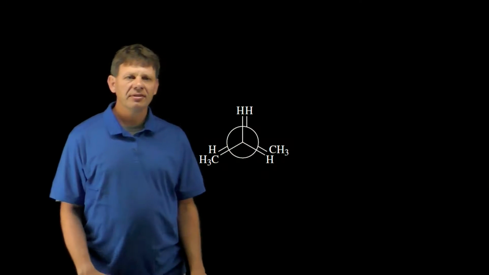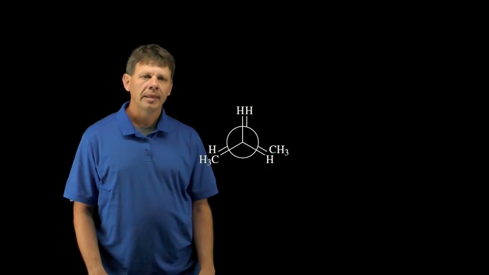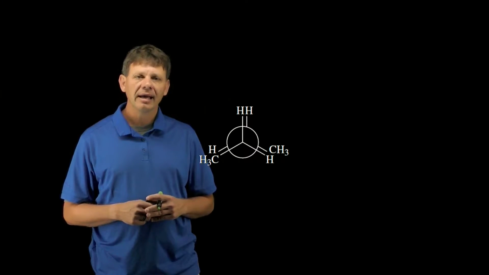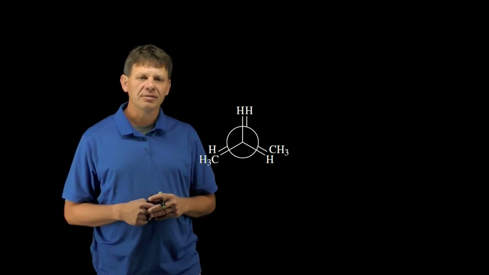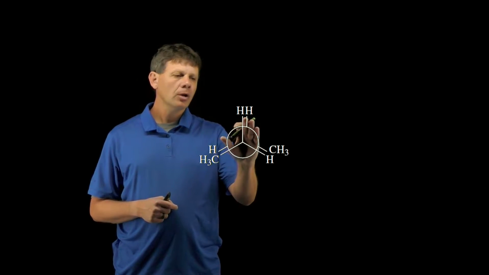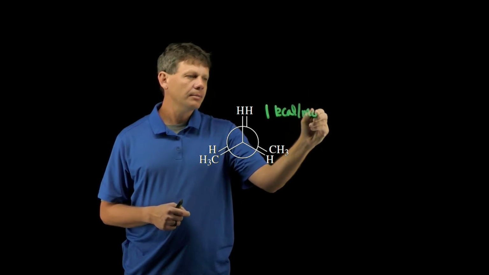This assessment asks us to calculate the total strain in the eclipsed conformation shown. And so what we need to do is identify what eclipsing interactions we have and assign the particular energy value to them. We'll start with the H-H eclipsing interaction here, which we know has a value of 1 kilocalorie per mole of strain.